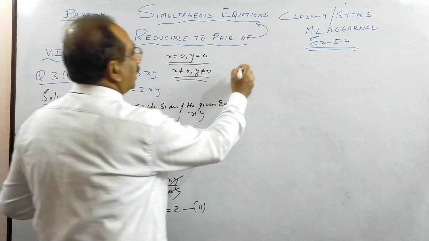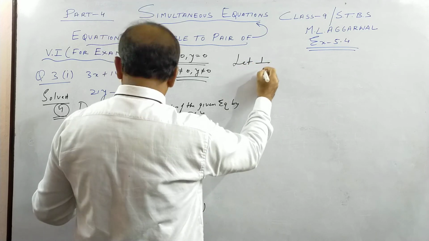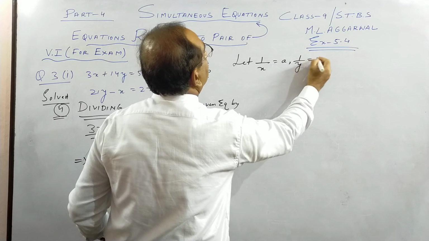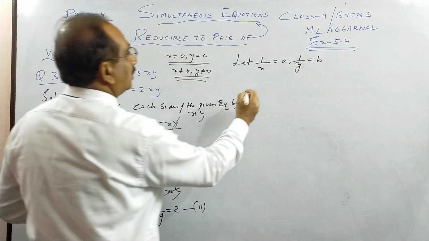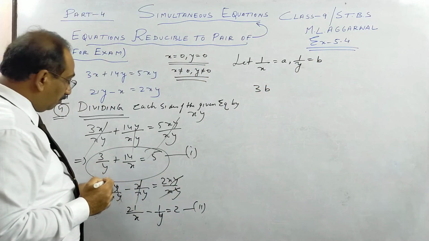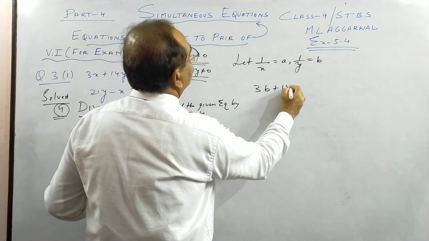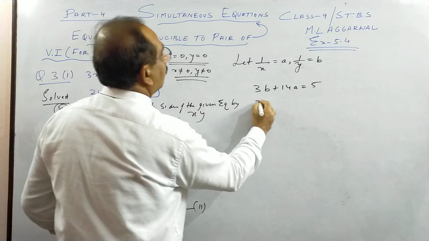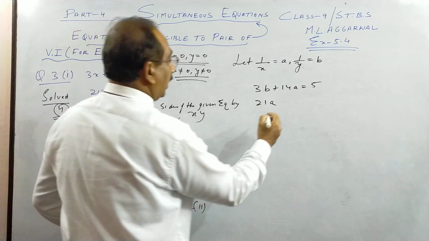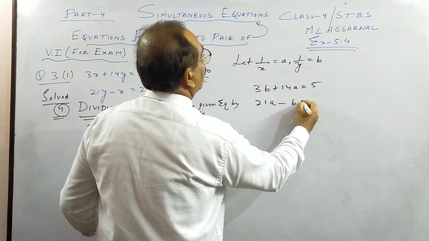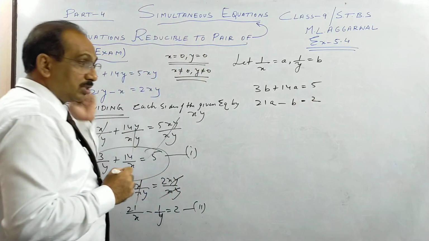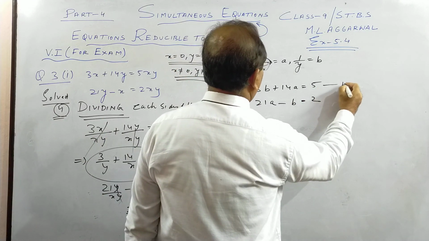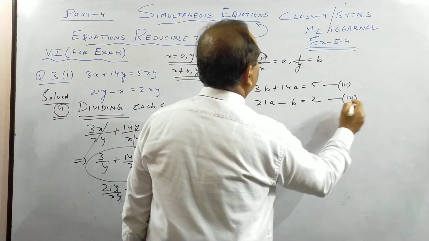So here what I'll take, let 1 by x is equal to a and 1 by y is equal to b. So what happens here? This becomes 3b, remember, 1 by y, plus 14a is equal to 5. This is 21a minus b is equal to 2. So see, what will I do over here, children? Let this be equation 3 and let this be equation 4.